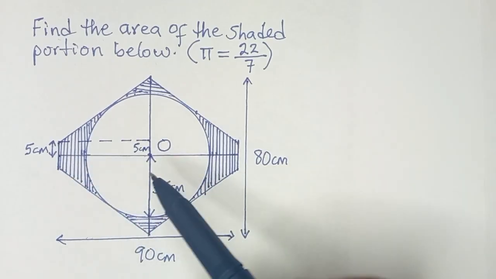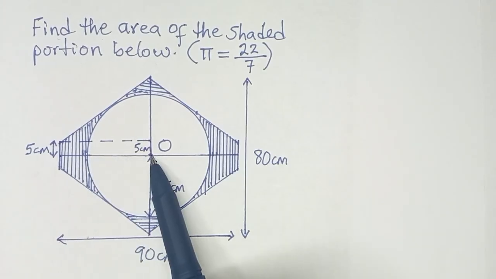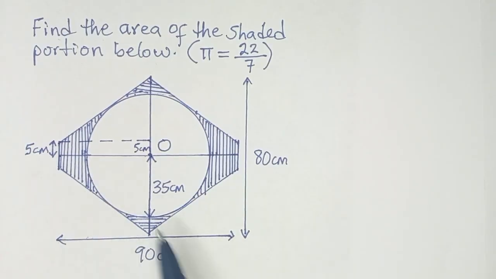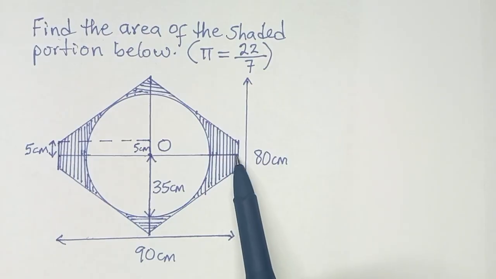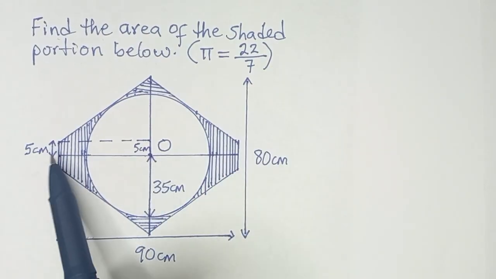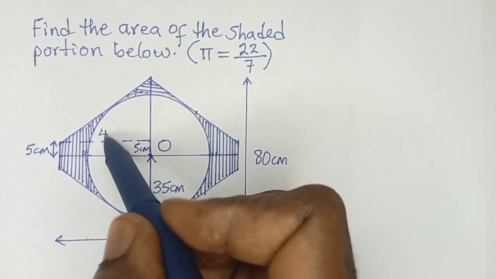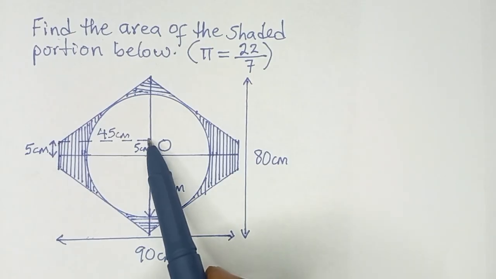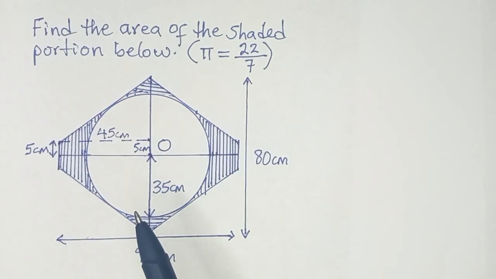Now, like I said before, this is 35 and this is 10, so that we have 90. Don't forget, half of it has to be 45, and the remaining half has to be 45, so that we have a total of 90. So that means from this center to the end here is 45 centimeters, and from here to this end here is also 45 centimeters.